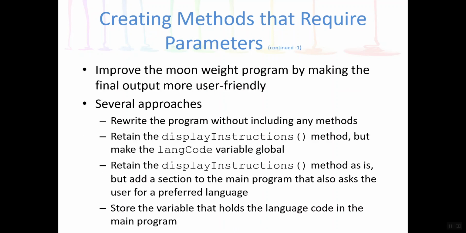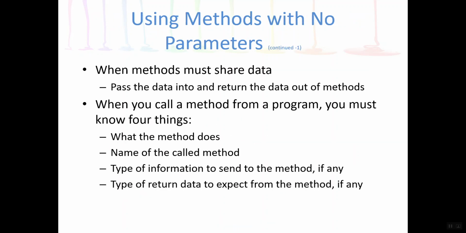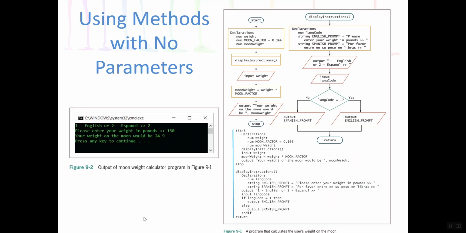So let's revisit the moon weight program for a moment and look at some of the limitations of it. I'm actually going to bounce back over here for a moment. If you notice, the program begins, we call display instructions, which asks for a language preference and then prompts in the appropriate language. We return back to main. But when we output your weight on the moon would be, we're actually always using English, regardless of whether or not the user indicated that they're an English speaker. So the next revisitation of this program tries to handle that particular problem.